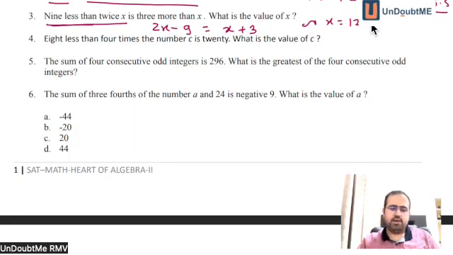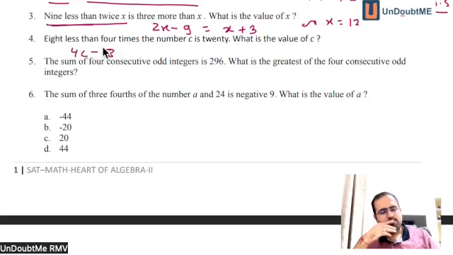8 less than 4 times the number. 4c minus 8 is equal to 20. And this time it is correct. So now you have finally understood. So 4c minus 8 is equal to 20. What is the value of c from here? C is 7. C is 7. Correct. Next.